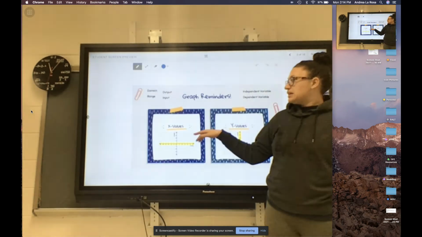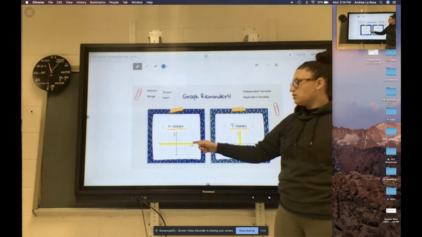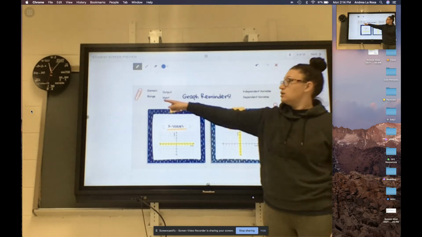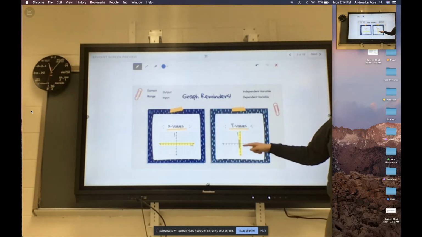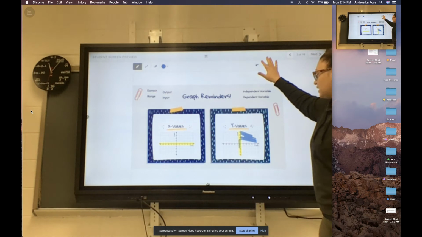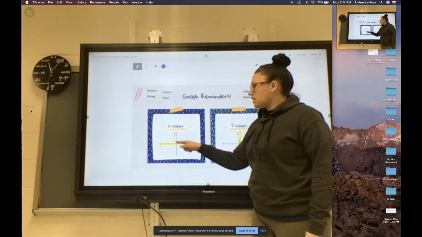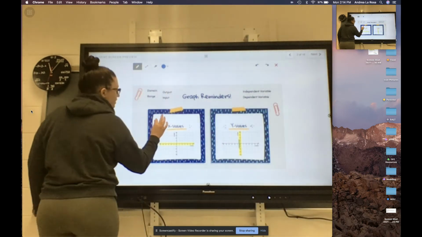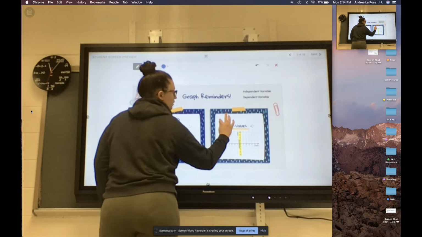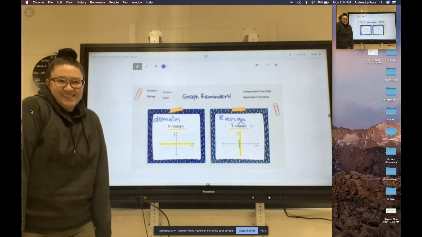So again, like we said, our domain is going to be all of our X values. So I'm going to read the numbers on the X axis, that horizontal axis. The Y values are for my range. The range is my Y values. That's the vertical axis like we talked about last class. So everything on there is going to be my Y values, my range. That horizontal one is my X values. That is my domain. So go ahead and write domain and range on there. Isn't this exciting? I love this.